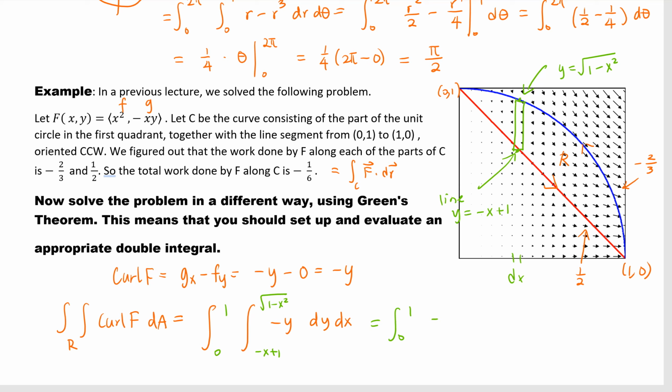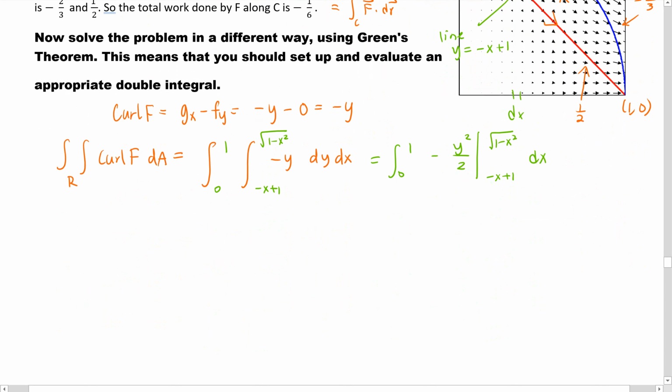And let's calculate this double integral. What is the integral of y with respect to y? Well, that's y squared over 2, evaluated from minus x plus 1 to the square root of 1 minus x squared, dx. So let's factor out the minus 1/2. Then y squared, the square and square root cancel out, we get 1 minus x squared. Is that okay, everybody? Then we subtract, we plug in (minus x plus 1) squared, and then dx.